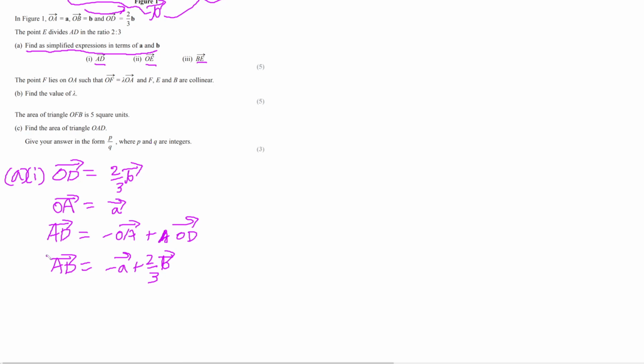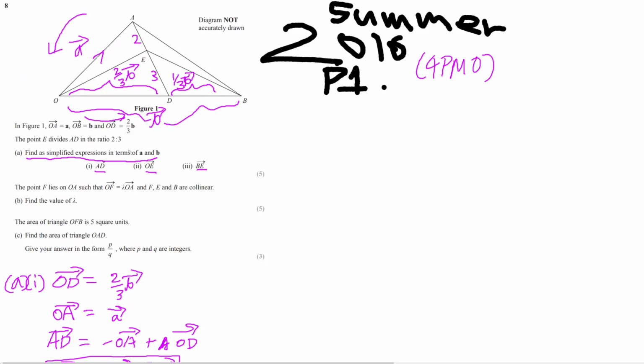So that's part A, I, completed. Now we move on to the next part. Find OE in terms of A and B. Now, one approach we can take to finding OE, this actually took me a little bit of thinking, is although it may be tempting to think directly from O to E, is there any vector we can make use of? You want to just find any journey of vectors you already know that goes from O to E. And that journey is firstly O to A, and then A to E, because we know AE is going to be 2/5 of AD, as I discussed earlier.